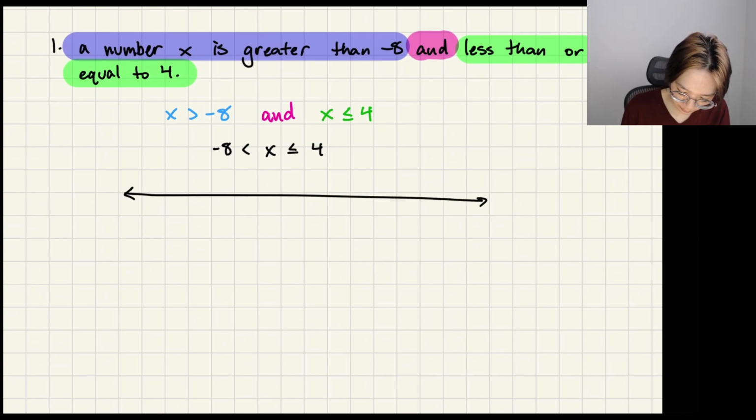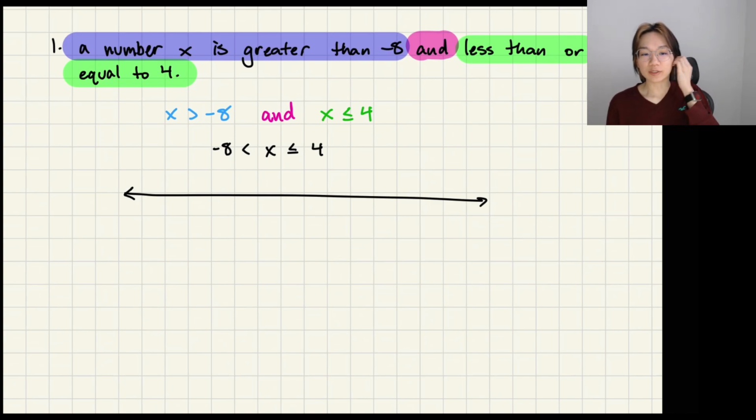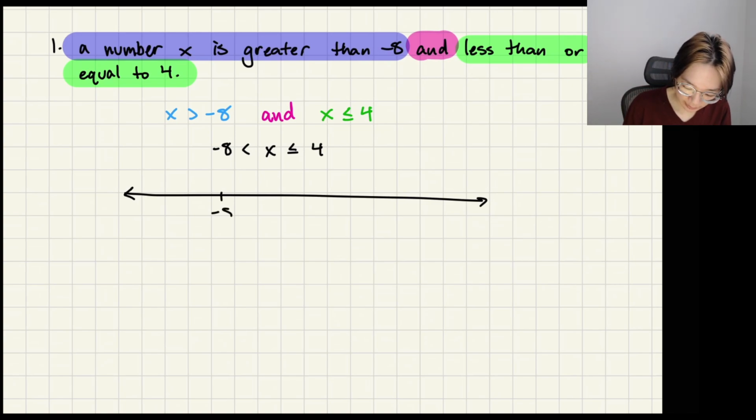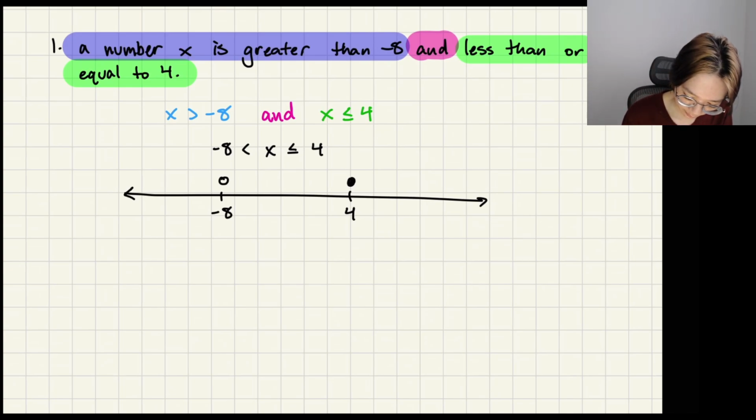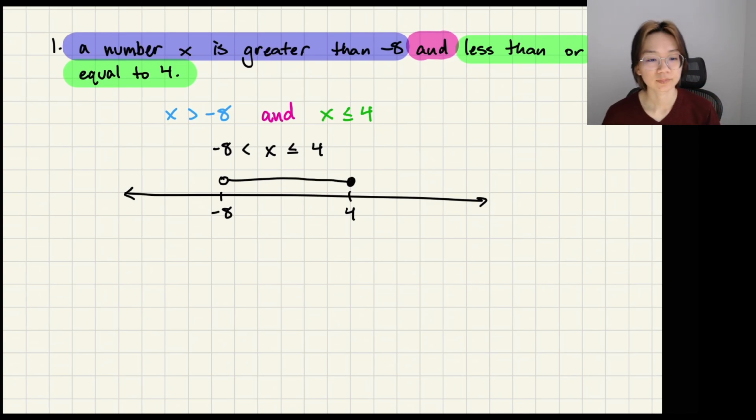If I want to graph this one, my lazy way, all you really need are these 2 points, -8 and 4. We have a closed dot at 4, open dot at -8. Just to double check that these are going to overlap each other, like I just showed you in those special cases. Sometimes they don't overlap each other, and that changes what our answer is going to be. So just to double check, we have this direction of greater than -8. We have this direction of less than 4. So they're going to overlap each other, which is good. And this is where they overlap each other.